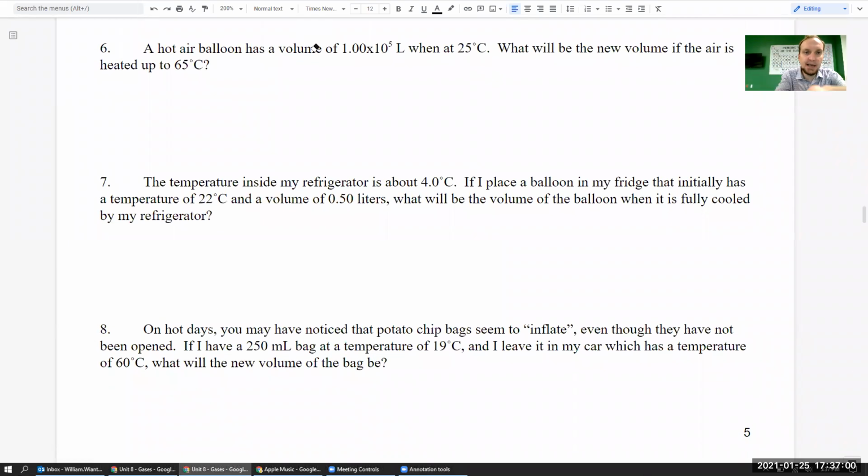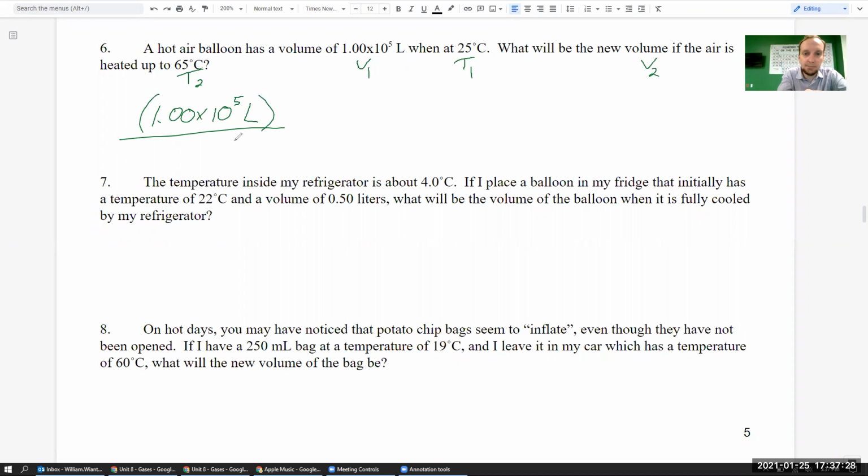Number 6, it says we have a hot air balloon that has a volume of this, that's V1, and a temperature of this. What will be the new volume if the air is heated to this? So that means there are no moles. There's also no pressure. So my V1 is 1.00 times 10 to the 5th liters.